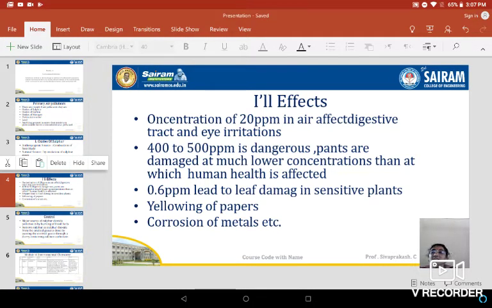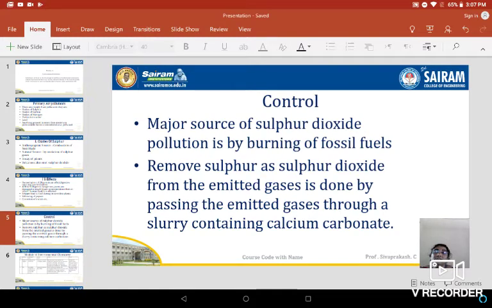And how can we control sulfur dioxide pollution? The major source of sulfur dioxide, as we know, is the burning of fossil fuels. It can be controlled by using a fuel which does not contain any sulfur or sulfur components. That is one of the methods. Or we should use catalytic converters in automobiles, which convert the harmful form of the oxides of sulfur into non-harmful forms, and these are then emitted to the atmosphere. That is done by fixing catalytic converters in the automobiles.